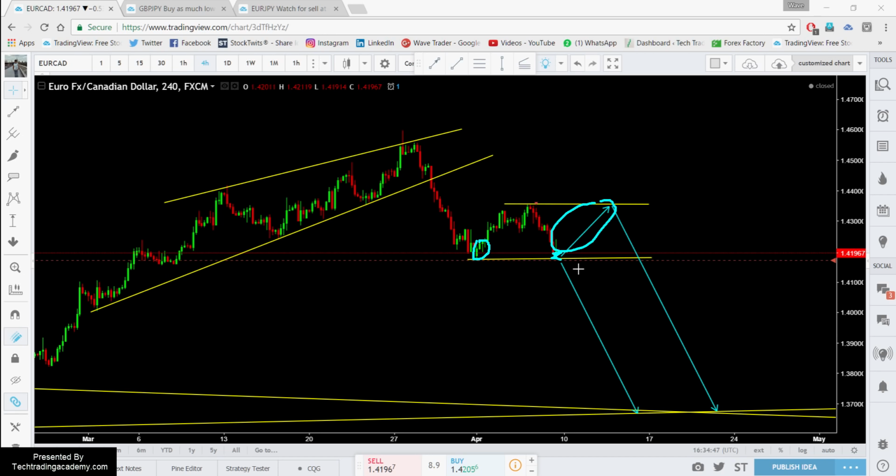Okay, and if you don't see that kind of price action over there, and price is just going to break down, then there is no trade setup. It is just going to break out. All right, so I will not ask you to look for a sell at this place.